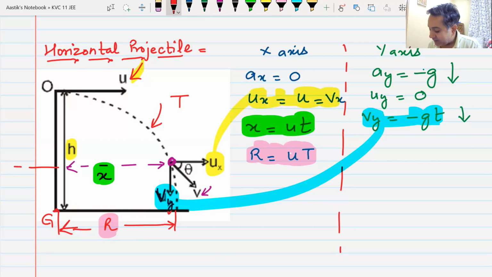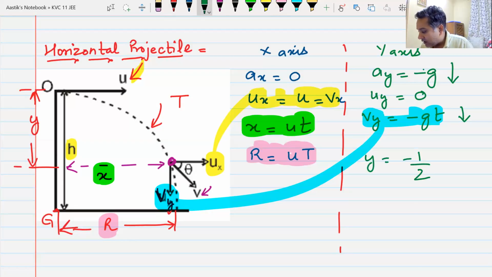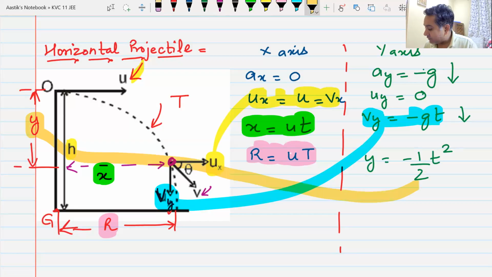Then it is at this point y. What will be the value of y? We can apply the second equation, y is equal to ut plus half at square. So I get the value of y. y will be equal to minus half gt square. Do we understand this? This will be the value of y. Similarly, I can write minus half gt square. Right, I forgot to write the value of g.